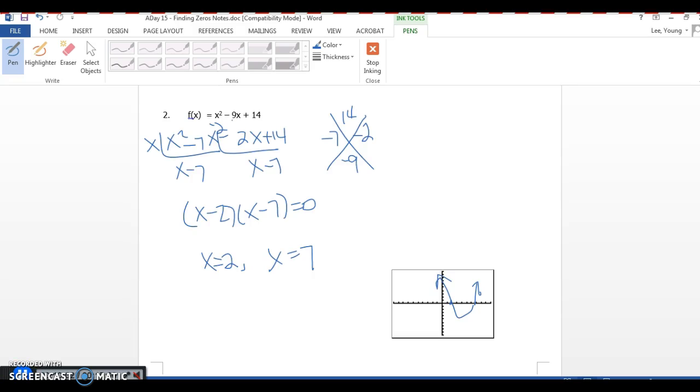Okay, so here's how you do it. First of all, you factor, and then once you have the factored form, you're going to set each one equal to 0. So, for example, x minus 2 equals 0, and then x minus 7 equals 0. So solve for x, and you end up with 2 and 7. Again, remember guys, factors and zeros are opposites.